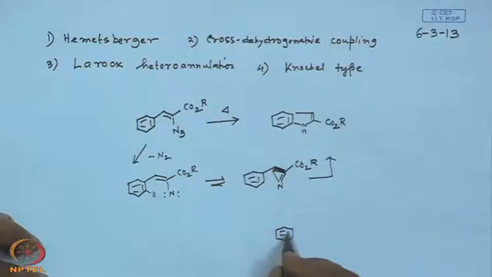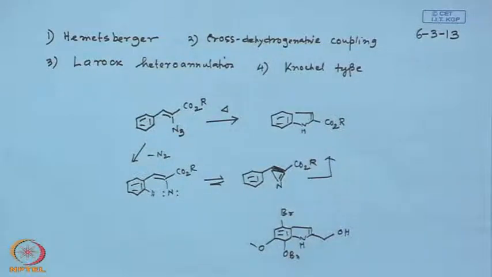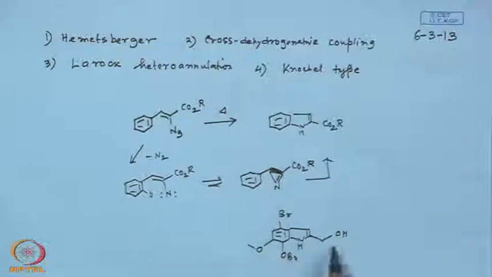So let us begin with an example. Say you are supposed to make an indole derivative, where you will have indole and at the 2 position a hydroxymethyl group, and bromo here, then this benzyl protecting group and then OMe. That means a heavily substituted indole derivative. We have 1, 2, 3, 4 substituents. So, how do you make it?